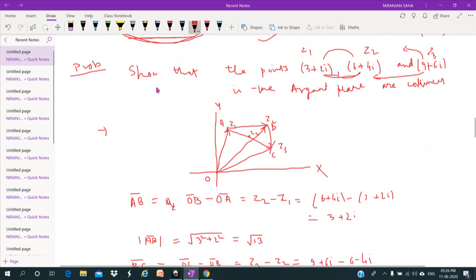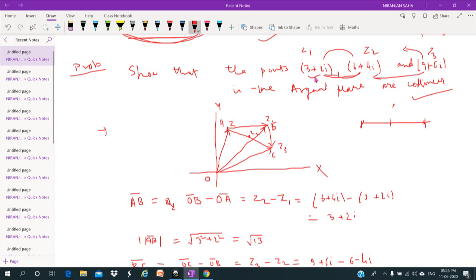Show that the points 3 plus 2 iota, 6 plus 4 iota, and 9 plus 6 iota in the Argand plane are collinear. Collinear means lying on the same line. The 3 points must lie on the same line. They cannot be such that one point lies here, one here, and another there. The 3 points lie on a single line.